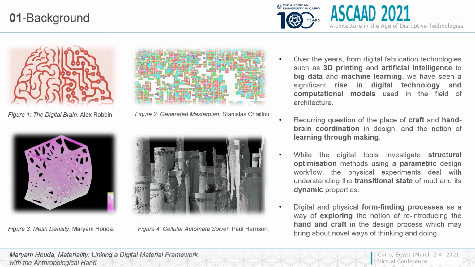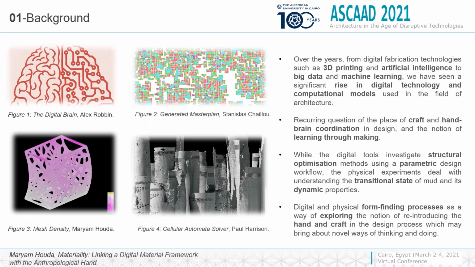Over the years, from digital technologies such as 3D printing and artificial intelligence to big data and machine learning, we have seen a significant rise in digital technology and computational models used in the field of architecture. A recurring question that this research is interested in is the place of craft and hand-brain coordination in the design process and the notion of learning through making. By engaging in digital and physical form-finding processes, this paper explores the reintroduction of the hand and craft in the design process, which may bring about novel ways of thinking and doing.